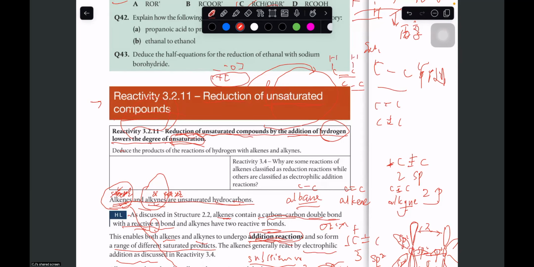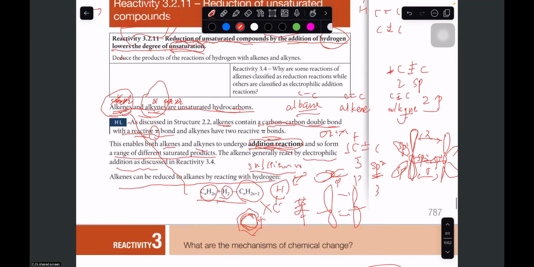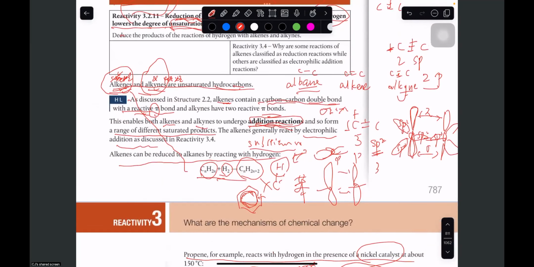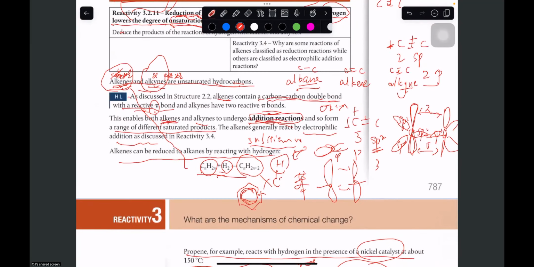And the hydrogen will collect like this, right? This is a reduction. So the first one is the alkene. For alkene, we know it has a double bond, right? Alkene. The alkene and the alkyne. Alkyne has a triple bond.